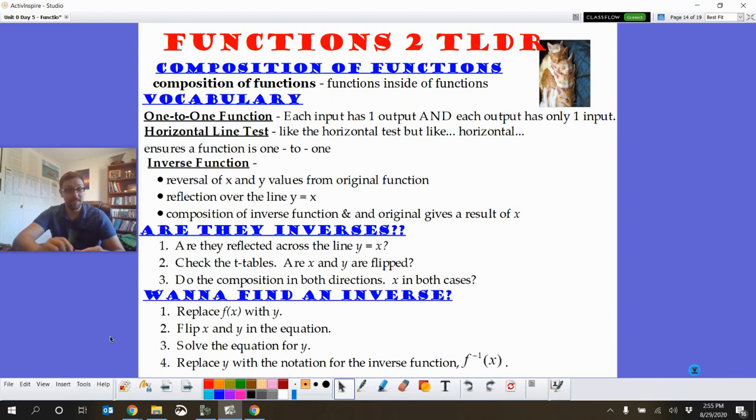And that's about it. This is the last day of functions. Next time we're going to talk about everybody's favorite exponentials and logarithms, making sure we remember all that good stuff.